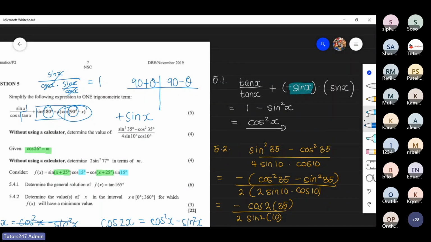So I'll write it out. Cos squared of x plus sine squared of x equals 1. If we move sine squared of x to the other side, we are left with 1 minus cos squared of x. Sorry, this is supposed to be sine squared of x. Okay, so that's how we ended up with cos squared of x.